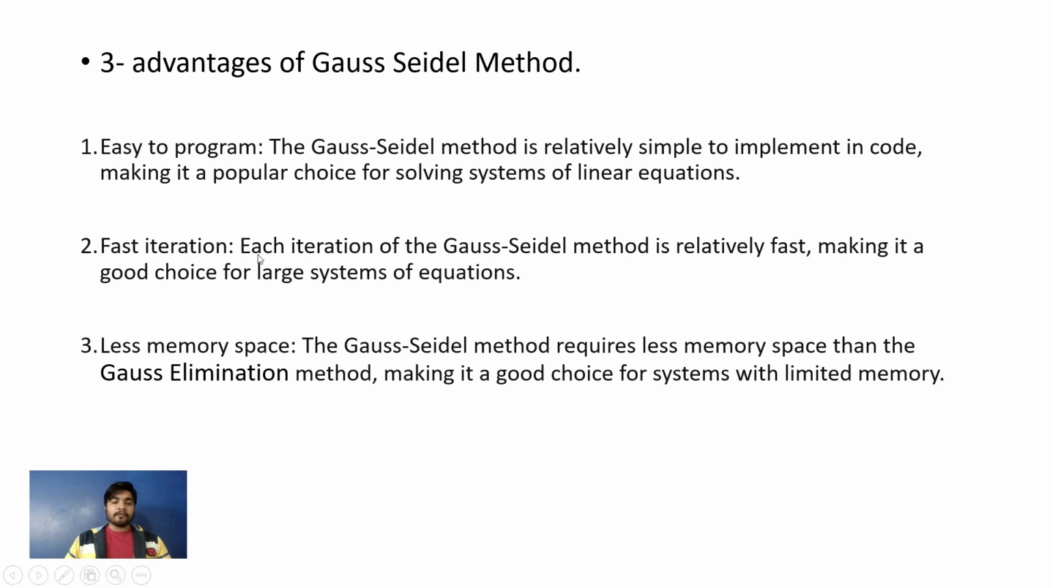Each iteration of the Gauss-Seidel method is relatively fast, making it a good choice for large systems of equations. The third advantage is less memory space. The Gauss-Seidel method requires less memory space than the Gauss elimination method, making it a good choice for systems with limited memory.